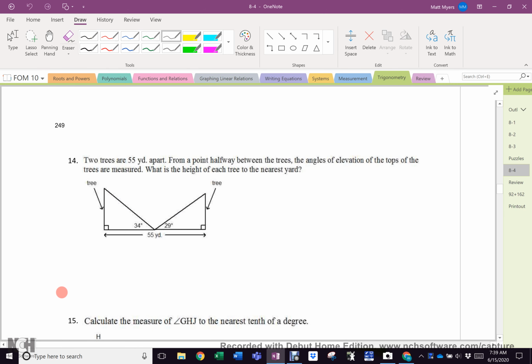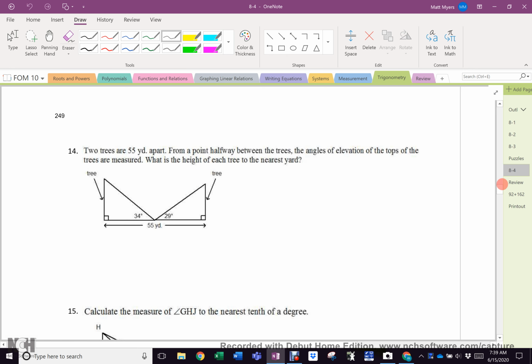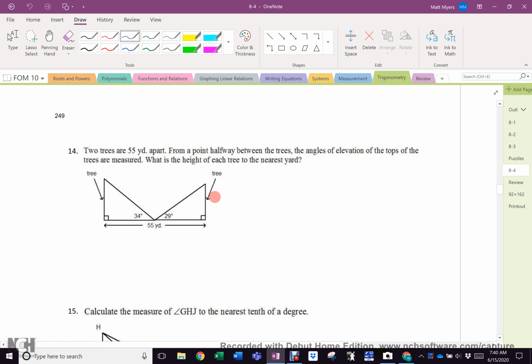Okay? So here we are on page 249 or 264, whichever book you have. I want to know the height of each tree. So I've got tree X and tree Y, and I can see that I have two different triangles. The thetas are both down here, right? Both thetas are down here.